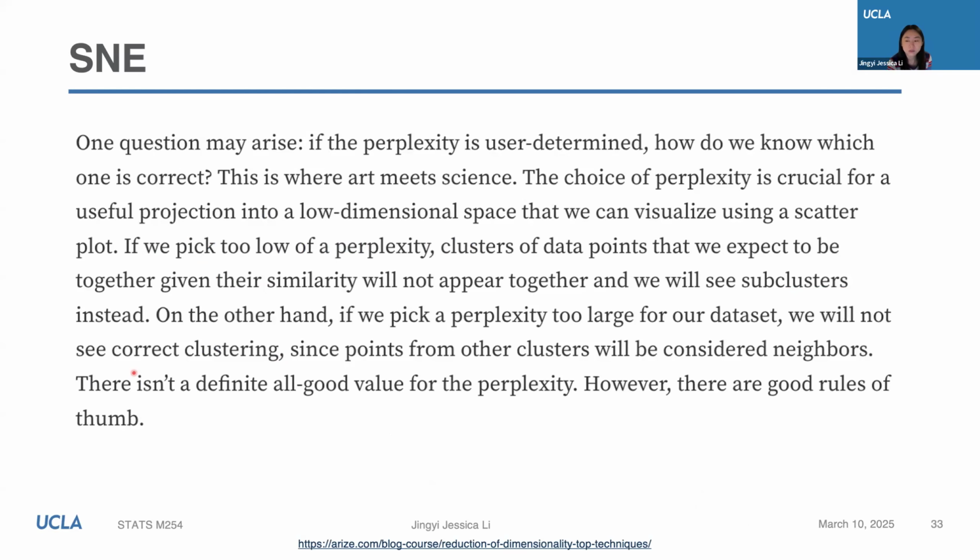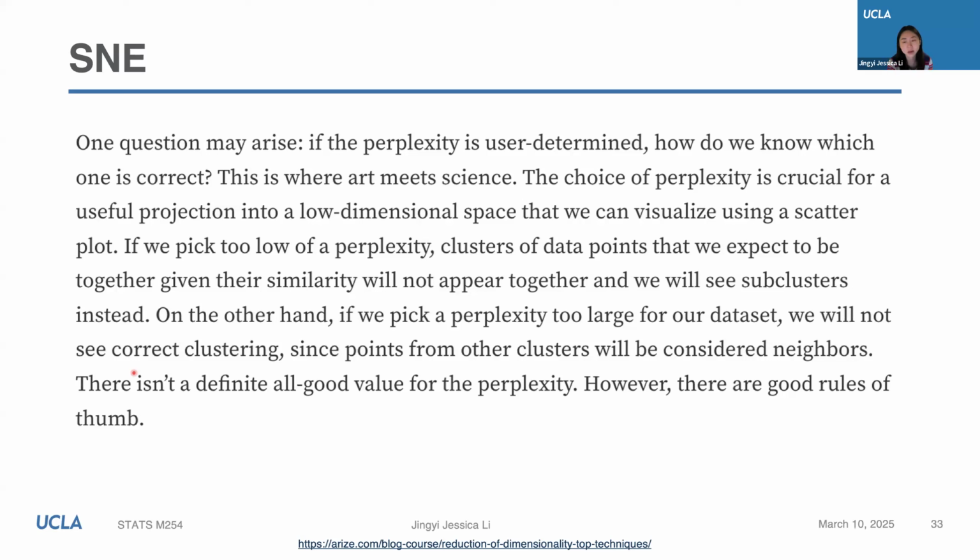One question may arise: if the perplexity is user determined, how do we know which one is correct? This is where art meets science. The choice of a perplexity is crucial for a useful projection into a low-dimensional space that we can visualize using a scatter plot. If we pick too low of a perplexity, clusters of data points that we expect to be together, given their similarity, will not appear together, and we will see subclusters instead. On the other hand, if we pick a perplexity too large for our data set, we will not see correct clustering.